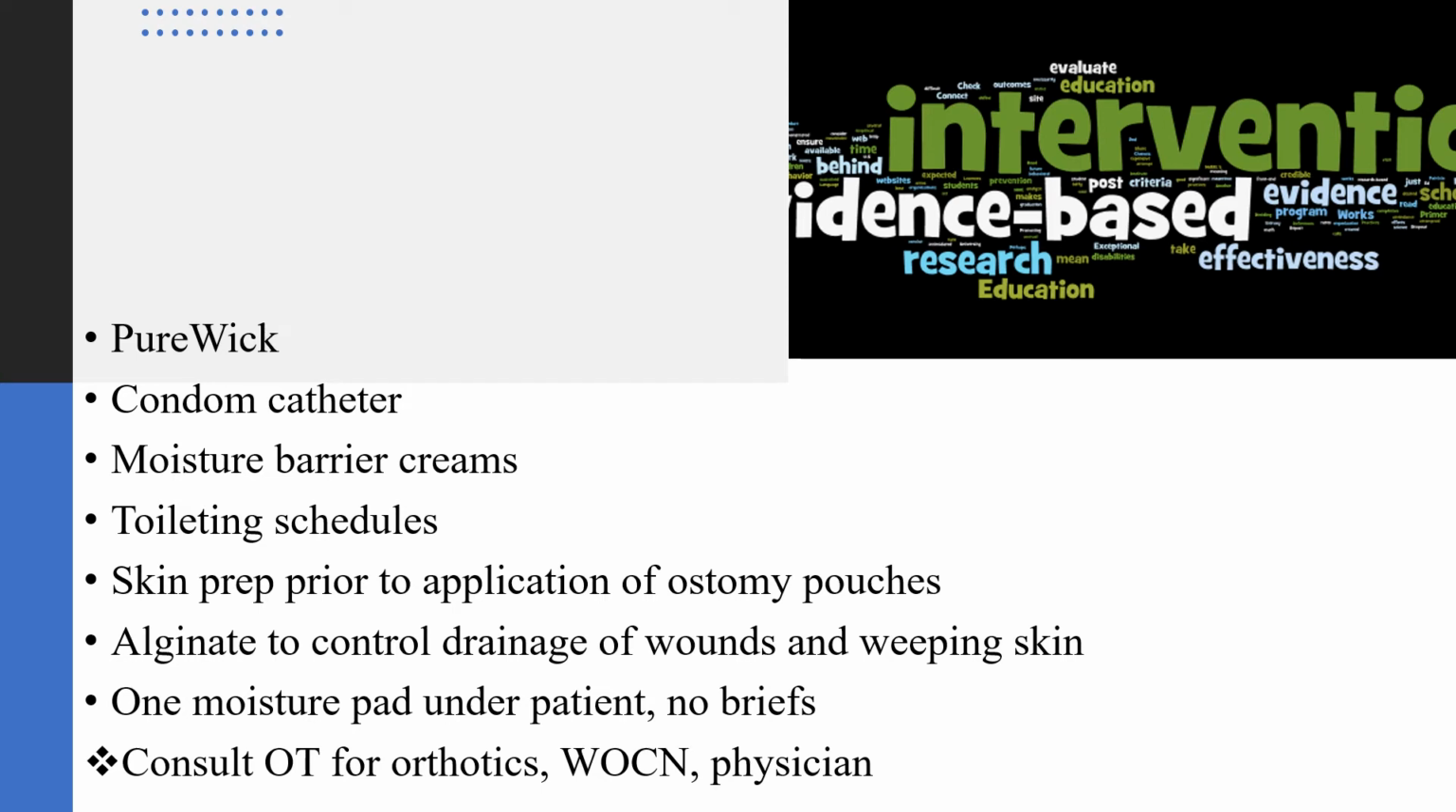Interventions aimed at reducing moisture on the skin include the use of a Purewick for women, condom catheters for men, moisture barrier creams, toileting schedules, skin prep prior to the application of ostomy pouches, alginate to control drainage of wounds and weeping skin. Remember to use only one moisture pad under the patient, and no briefs is best practice. Consult occupational therapy for orthotics for contractures, the wound ostomy and continence nurse, and the physician.